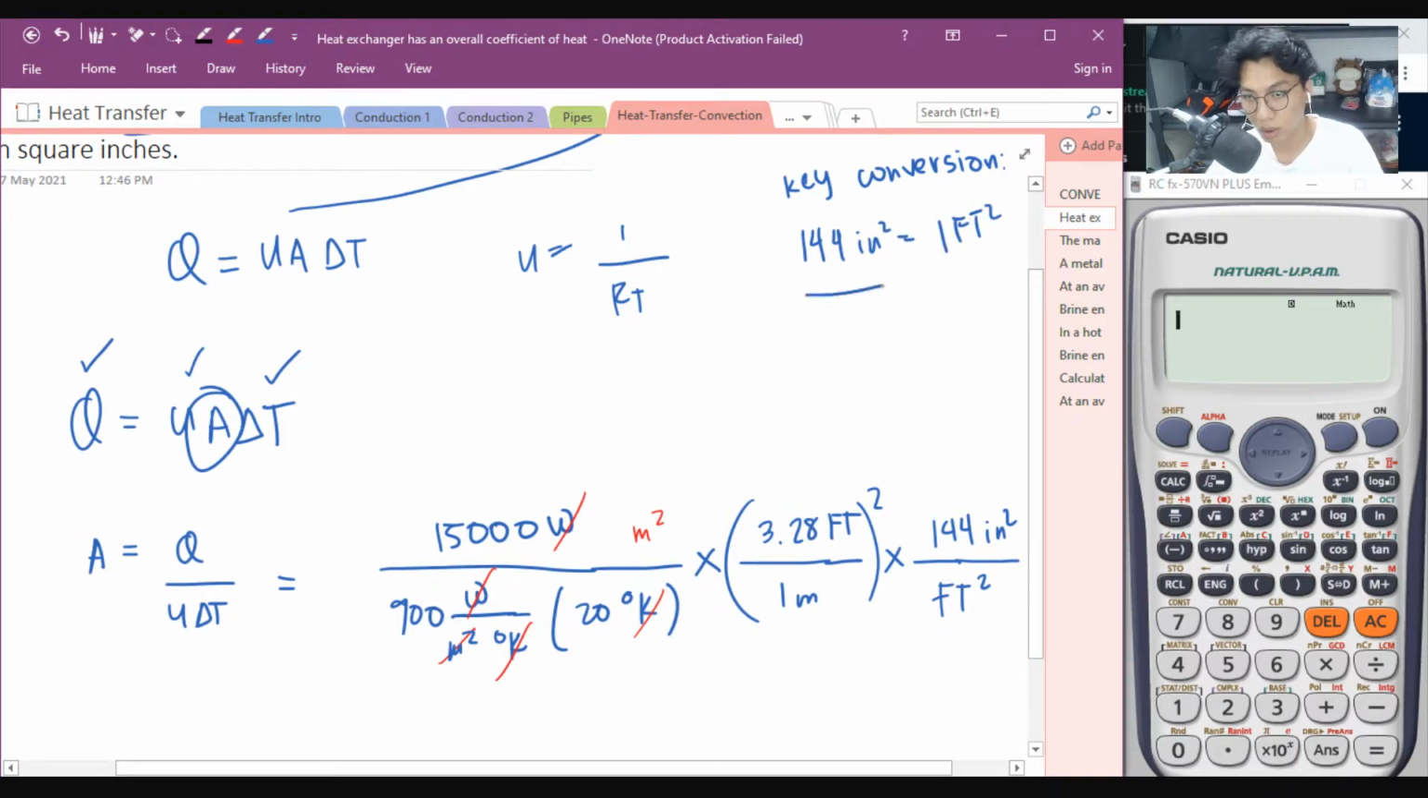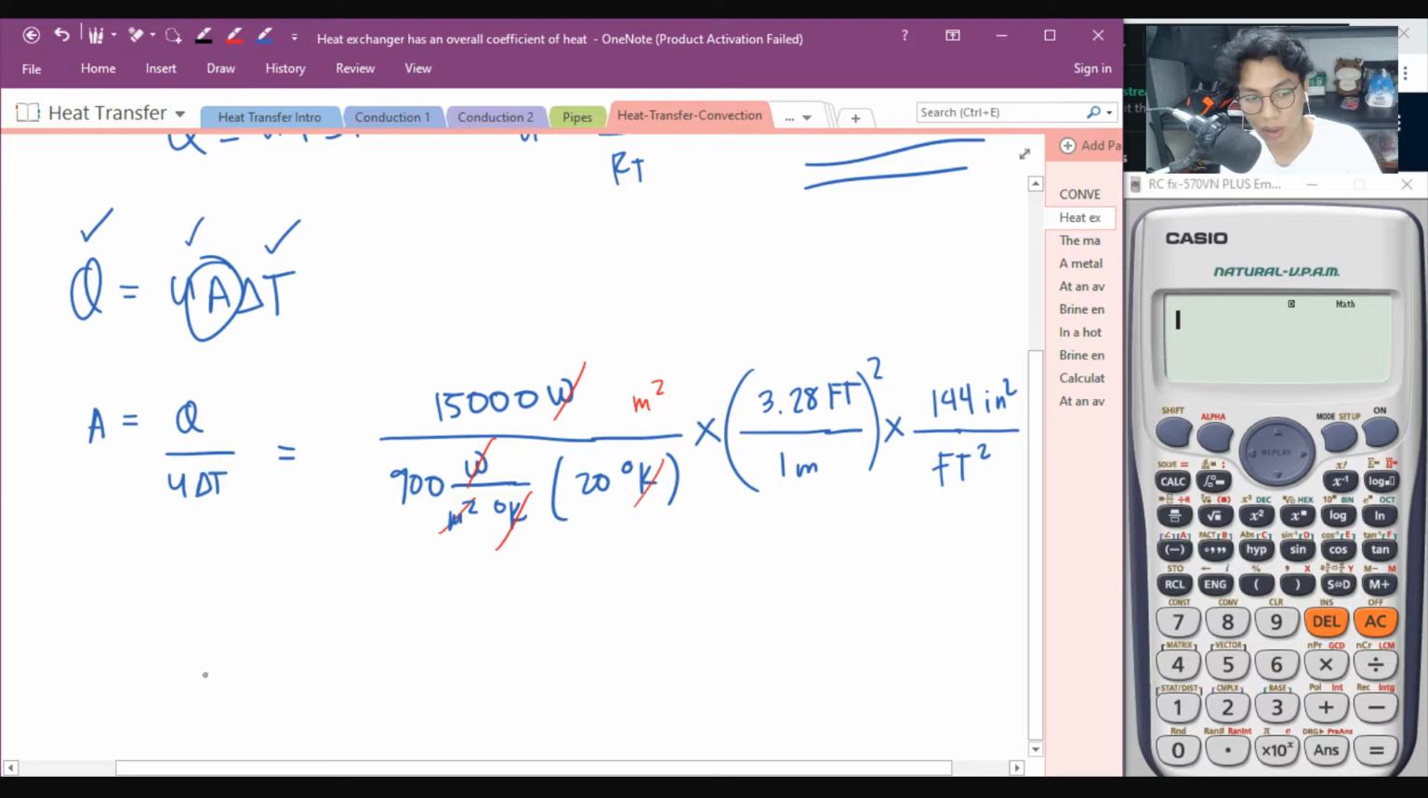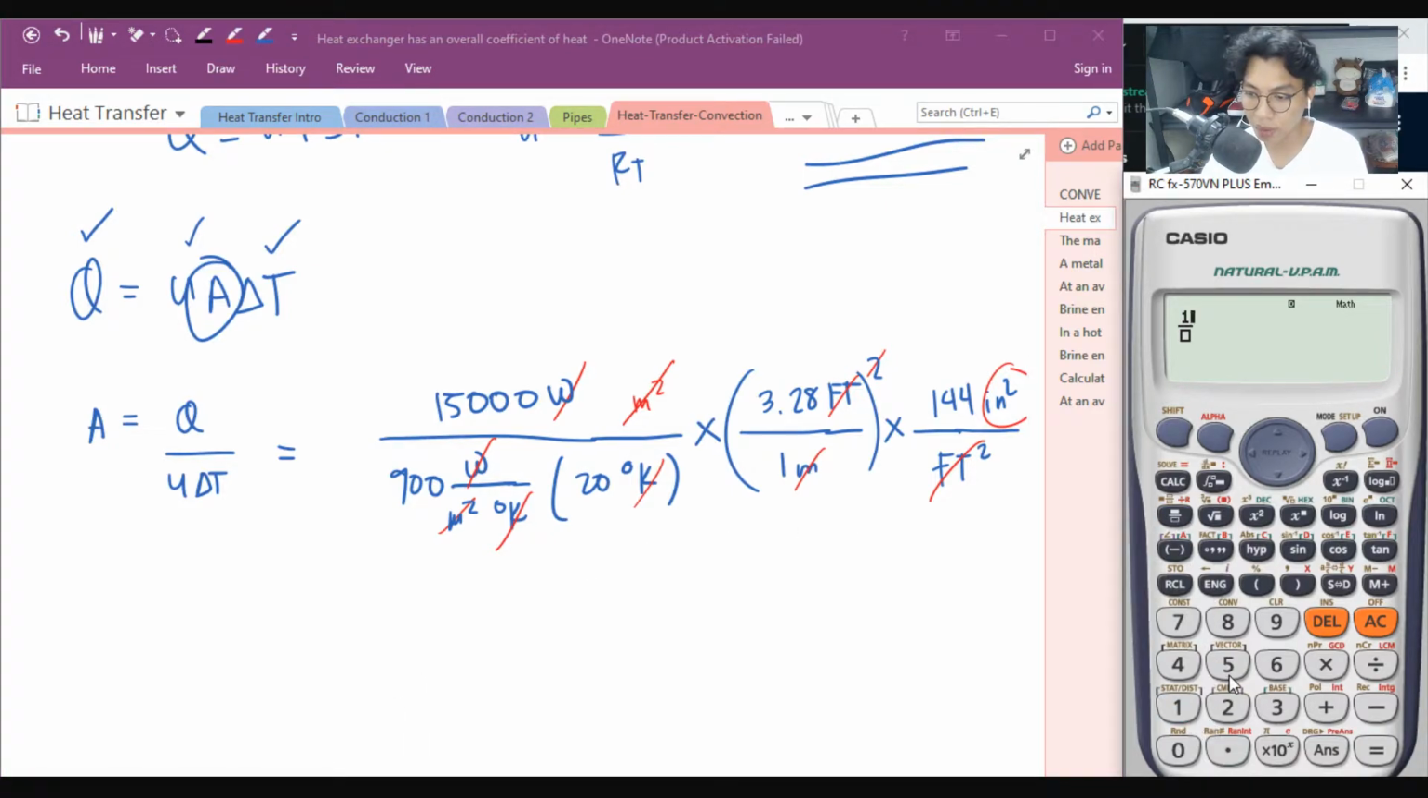Huwag natin kakalimutan to. Meron pa po tayong hindi dapat kalimutan dyan. Key conversion again. Mamaya, lagay ko muna to. Answer natin. We cancel all the same units. Yung m squared, yung feet squared. Ang natira is inch squared. The value now is 15,000 multiplied by 144 times 3.28 squared, divided by 900 times 20. The value for your area is in inches squared.